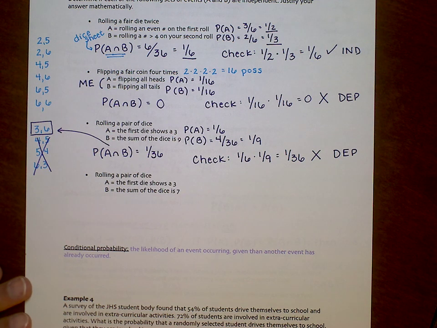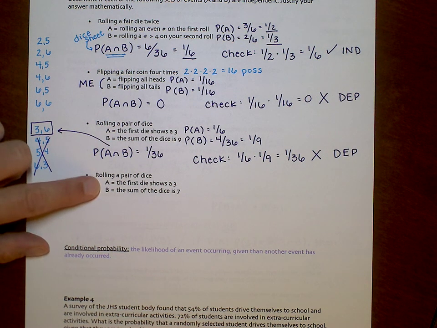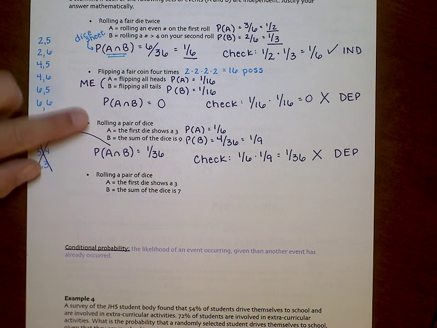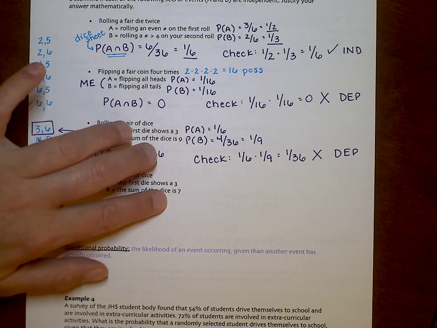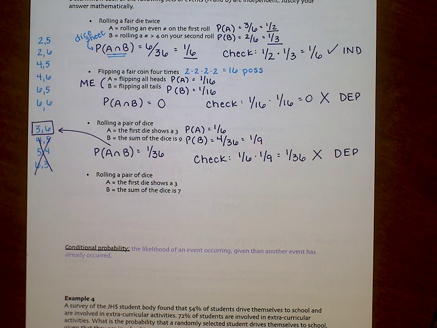Okay, so another rolling pair of dice one. The first die shows a 3 and the sum of the dice is a 7. This one is interesting. I want you to look at this one compared to this one. Really, they look similar, right? The only difference is we're doing a sum of 7 now instead of a sum of 9. So again, that common sense piece might make you want to say, well, of course it's going to be dependent. We just did this.